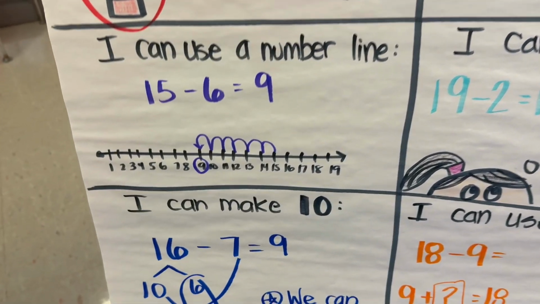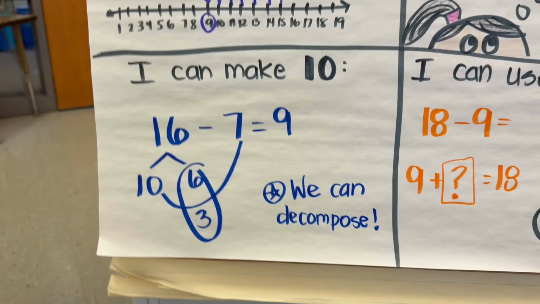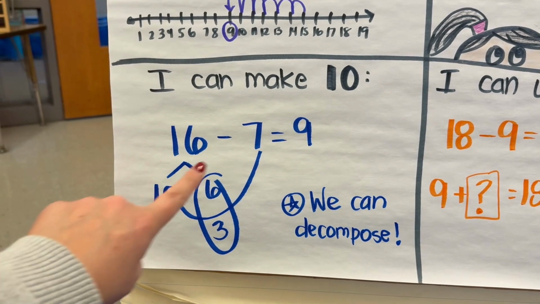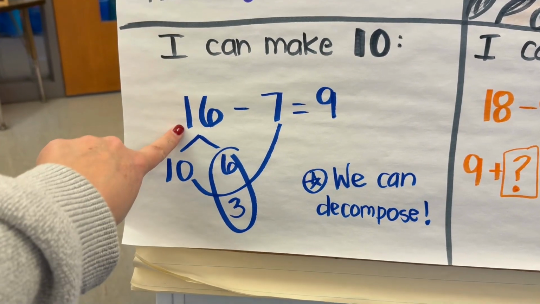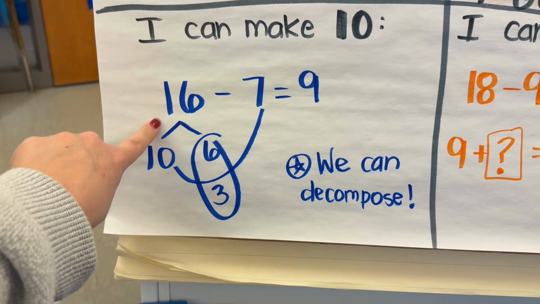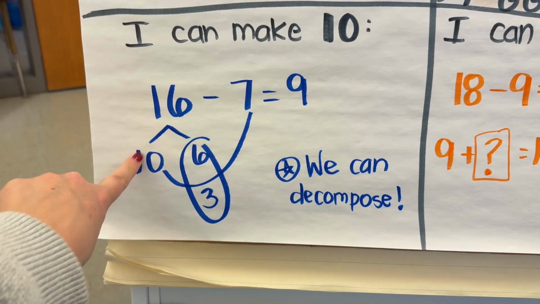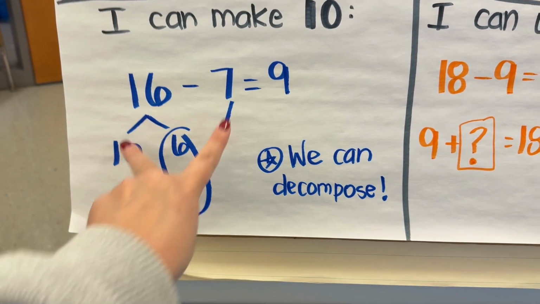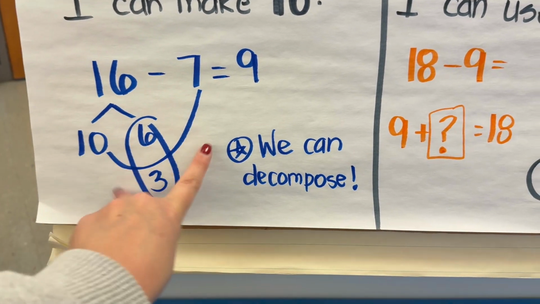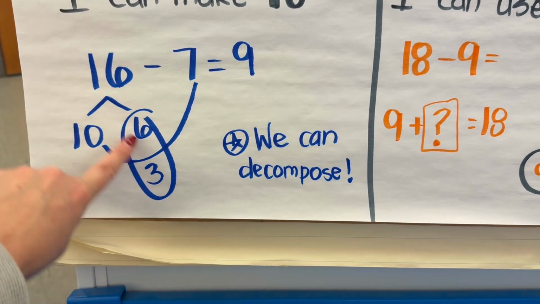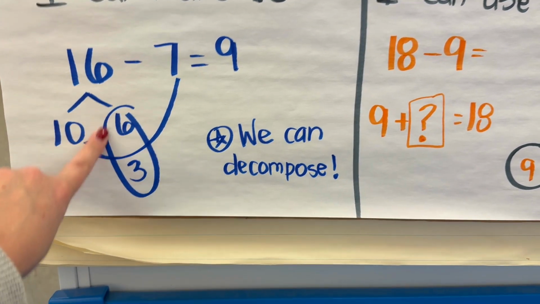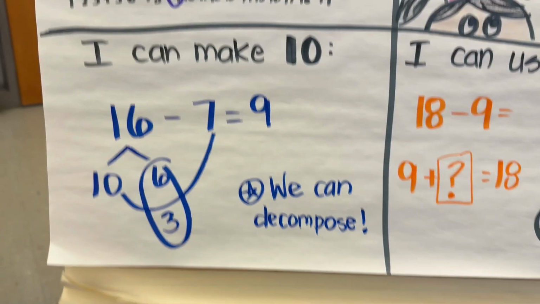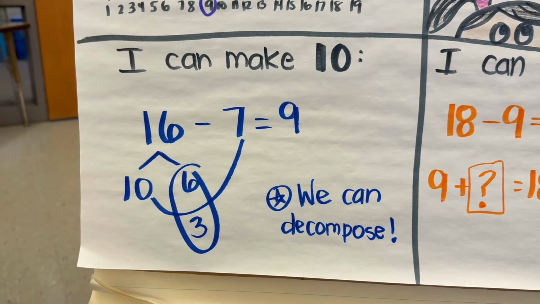So as you can see here, let me bend down, try not to hurt my knees. 16 minus 7. I can take this 16 and I can break it into some smaller numbers that might be easier for me to subtract. So I can break this into a 10 and a 6. Then I know that 10's fact, right? 10 minus 7 is 3. And then what do we have left? We have to add our pieces back together to make 9. Like I said, very tricky.